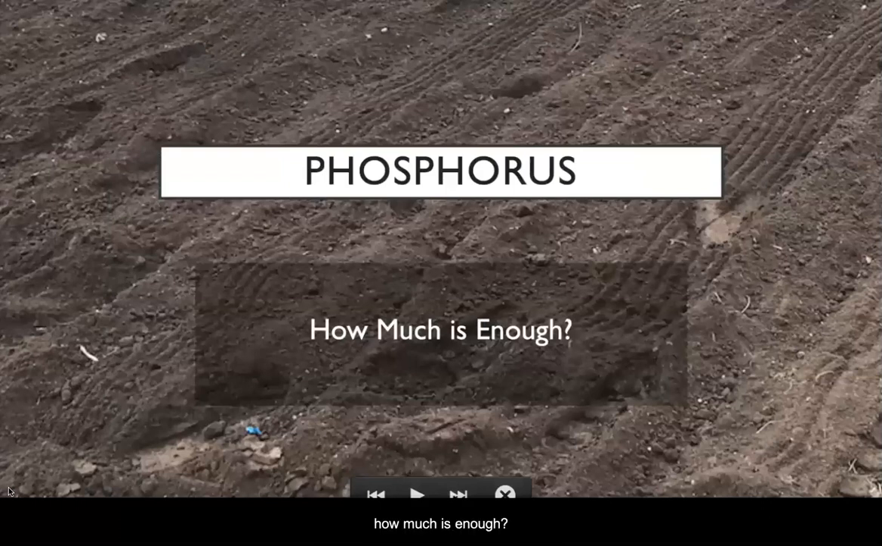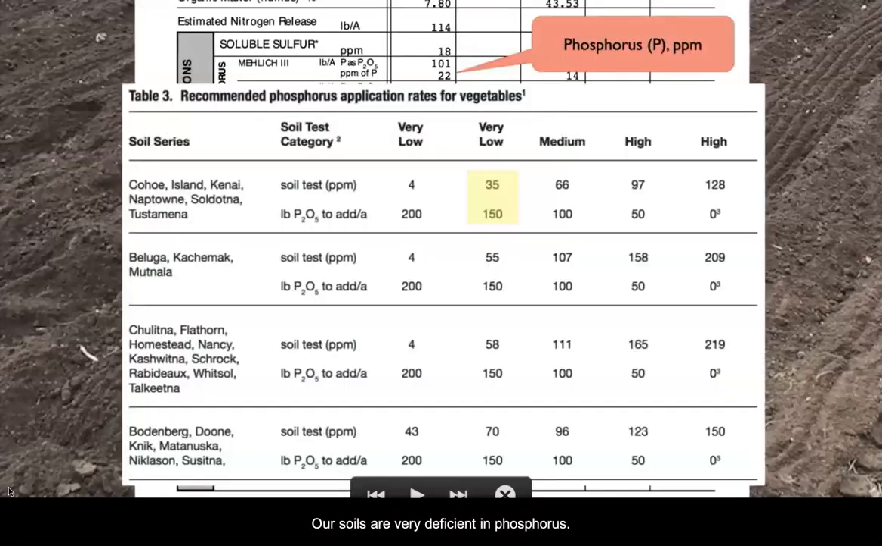So phosphorus, how much is enough? Let's take a look at this in detail. This is one of the main concerns in Alaska. Our soils are very deficient in phosphorus. We can see here in this example report, this one had a phosphorus level of 22 parts per million.